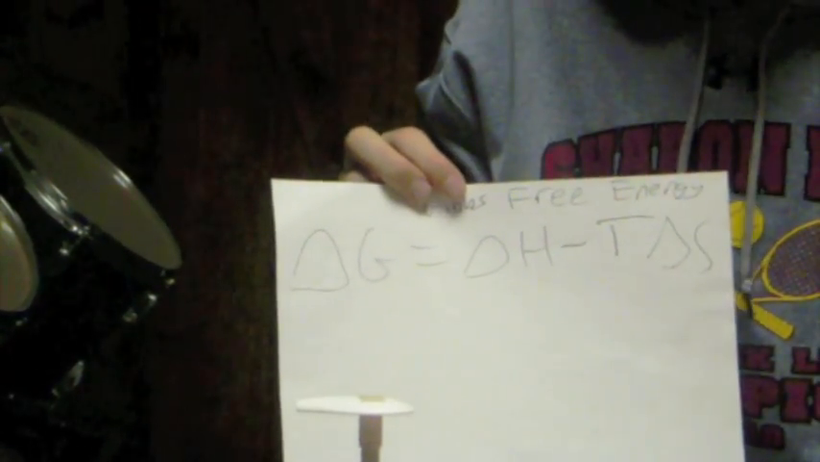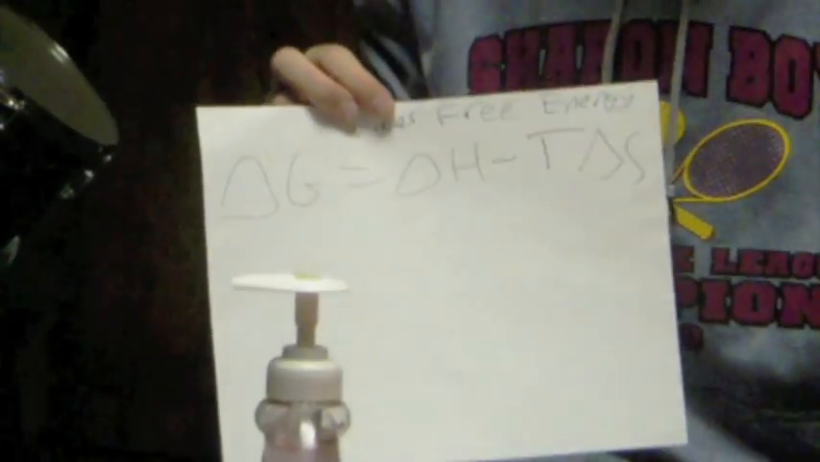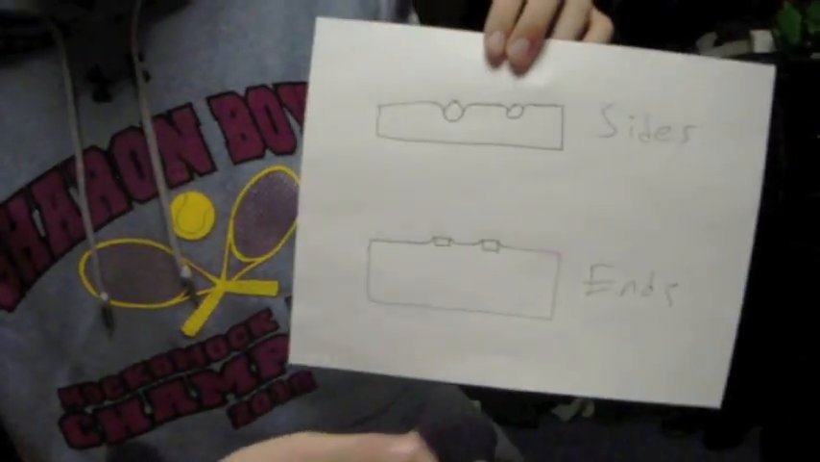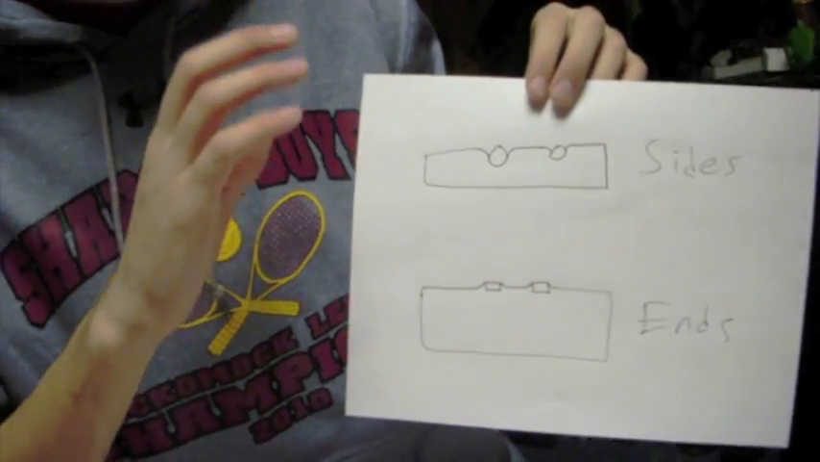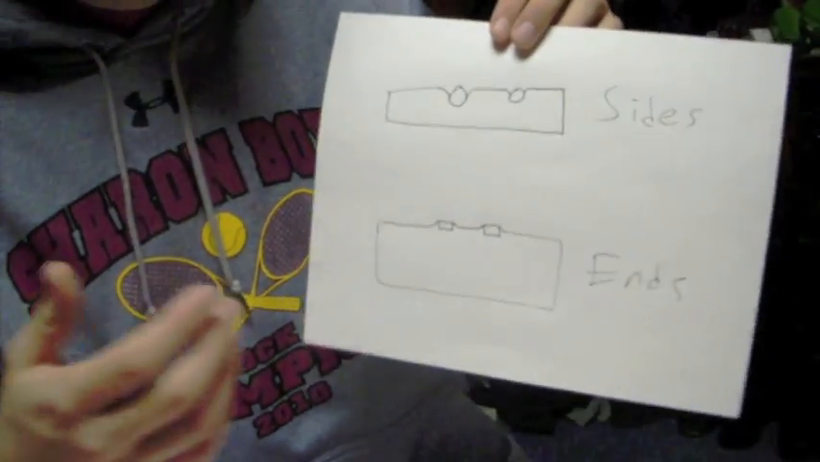Now looking at these straws, you might be wondering, what are these energy states you're talking about? As I said, the change in enthalpy is going to be negative, so it's going to go from a high energy state to a low energy state. So I drew a diagram of the states that I'm talking about. If you look, this is how the water orients itself around the straws.